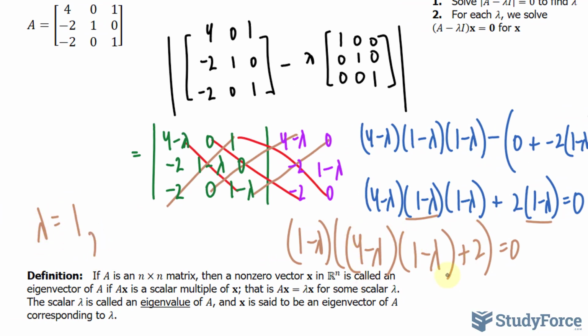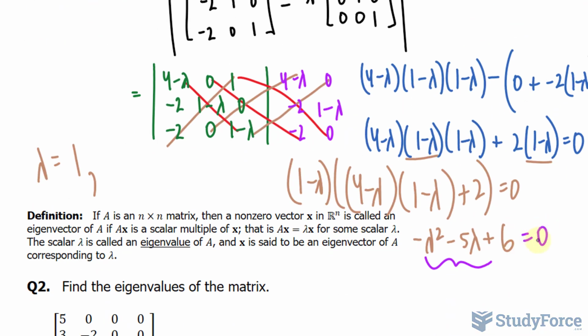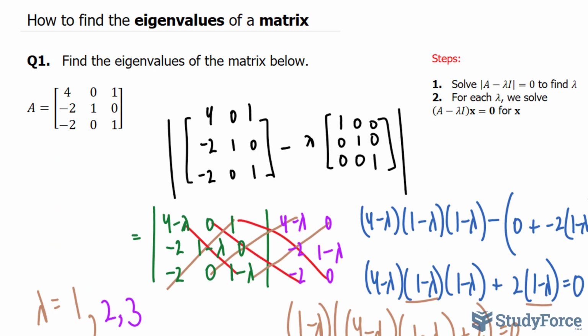And if we combine these, we should end up with a quadratic. Let's go ahead and do that. If you combine them correctly, it will look like this. There you go. And we'll set this equal to 0 as well. And you should end up with 2 and 3. So our solutions are 1, 2, and 3. What you see right there are the eigenvalues for this matrix.